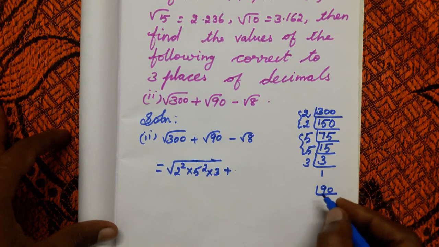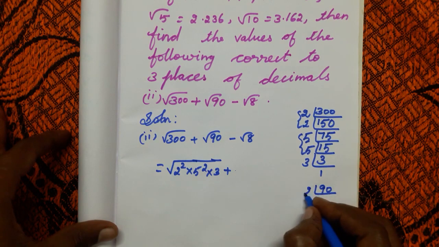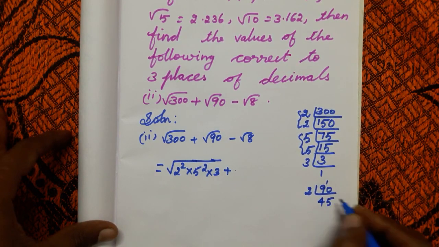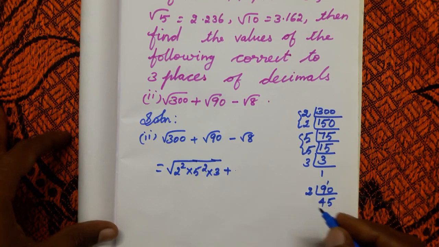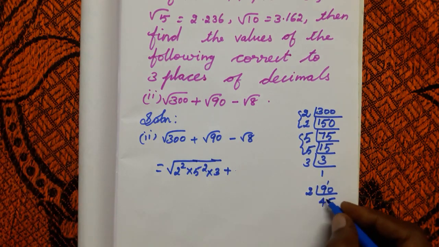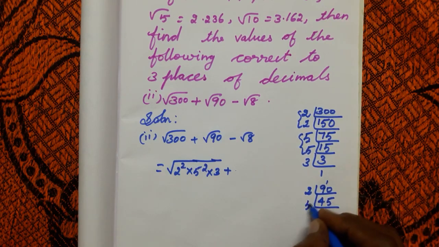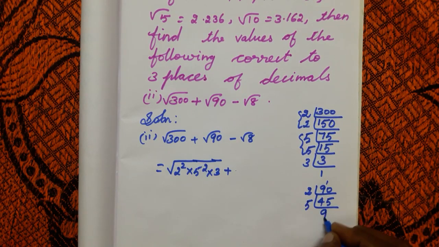Which table can we factorize? Yeah, 2 table. 4 2s are 8, 1 balance. 5 2s are 10. Next, which table can we factorize? 5 table or 3 table. 5 table when we are factorizing. 9 5s are 45. Next, again, where can we factorize?